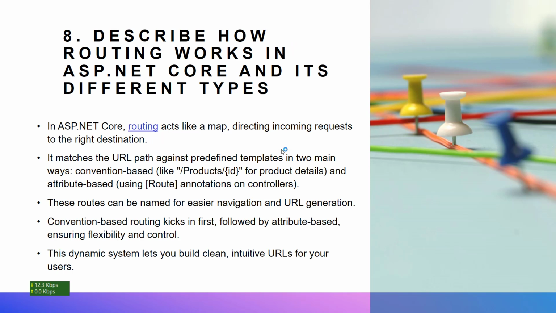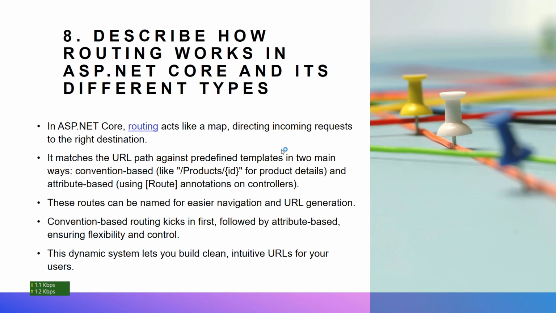The next question is: describe how routing works in ASP.NET, and its different types. I have also covered routing in the last video that was for beginner level, so here I'm also covering it. For routing specifically in an MVC application, in the Startup class, we give the routing pattern that it should be like controller, then the action name, and then the ID or whatever we want.